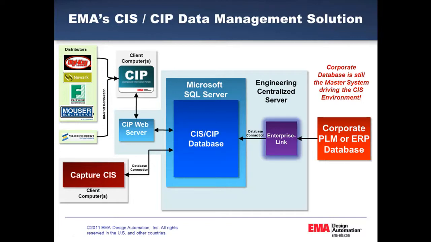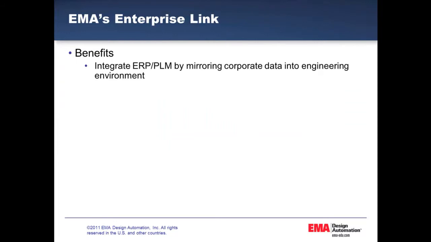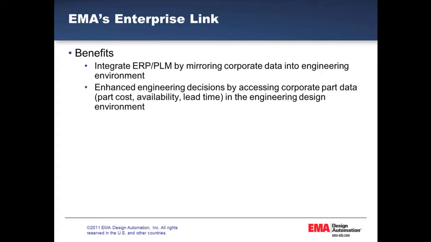Enterprise Link can display ERP or any corporate data fields of interest in the CIS database. This product has an easy-to-use and configurable user interface that can be initiated using a scheduler available in the Windows platform. With the Enterprise Link, many benefits are available, like integrating the ERP and PLM systems by mirroring corporate data into the engineering environment. Also, enhanced engineering decisions by accessing corporate part data like part cost, availability, and lead time in the engineering design environment.